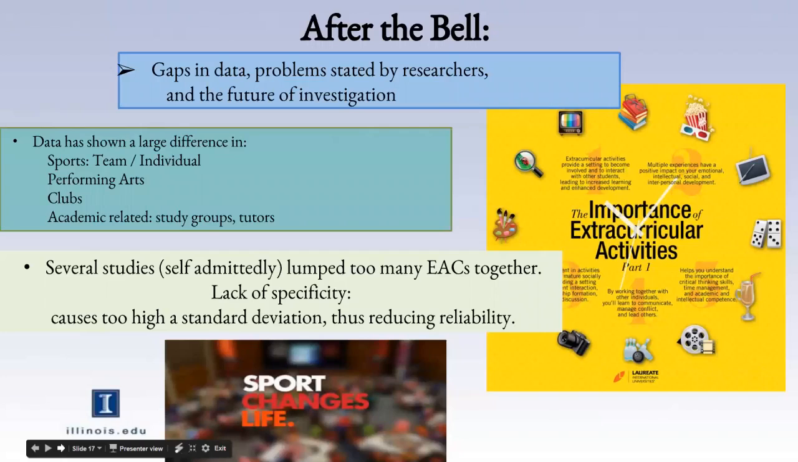So really there needs to be a lot more studies done on more specifics, like team sports, looking at that and its effect, that sort of thing.